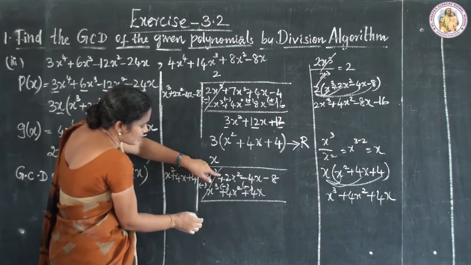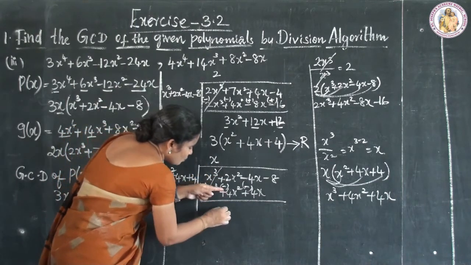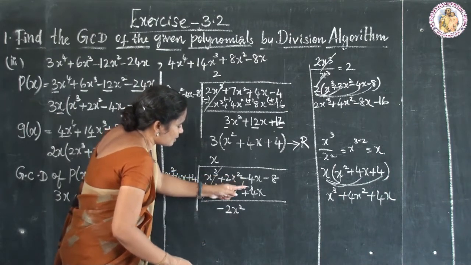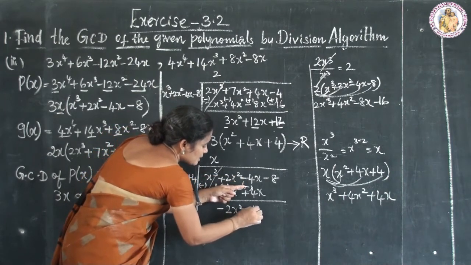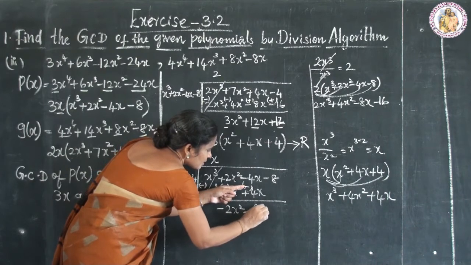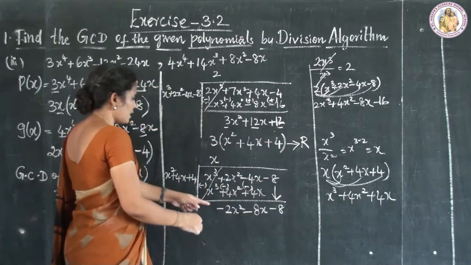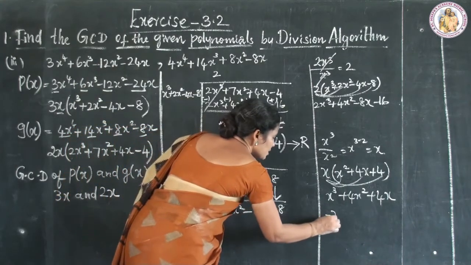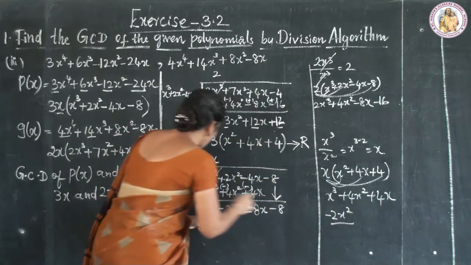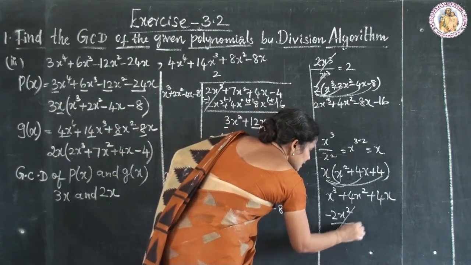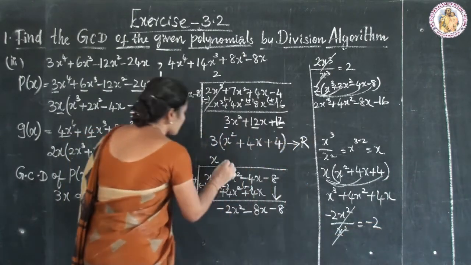Cancel. Different sign, 2 minus 4. 4 is greater, so minus 2x square. Same sign minus 8x minus 8. Okay, again continue. Take the first term, that is minus 2x square divided by x square. X square cancel, so it is minus 2.